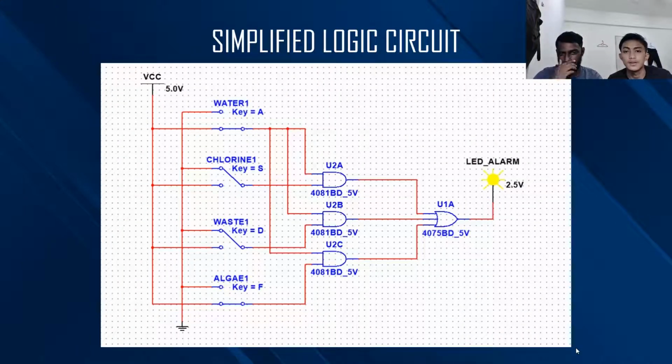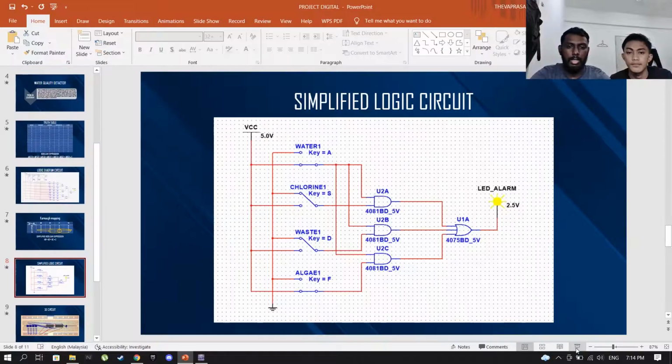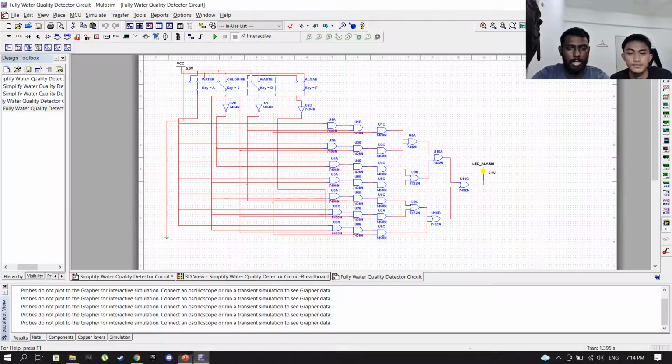So this is our simplified logic circuit. Based on the simplified equation, we only use 3 AND gates and 1 OR gate. So water level is always high. Chlorine, waste, algae, if any of these is high, the LED alarm is turned on. So now we will take a look at our simplified logic circuit.